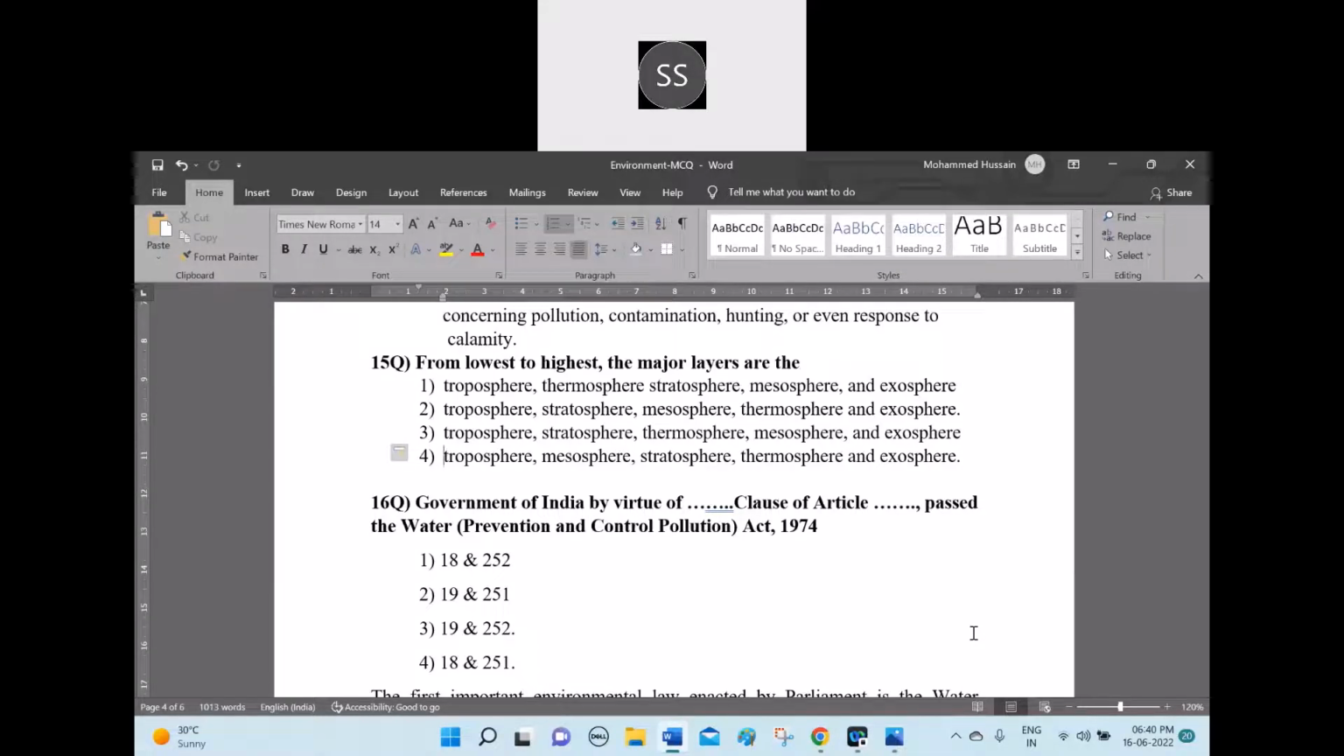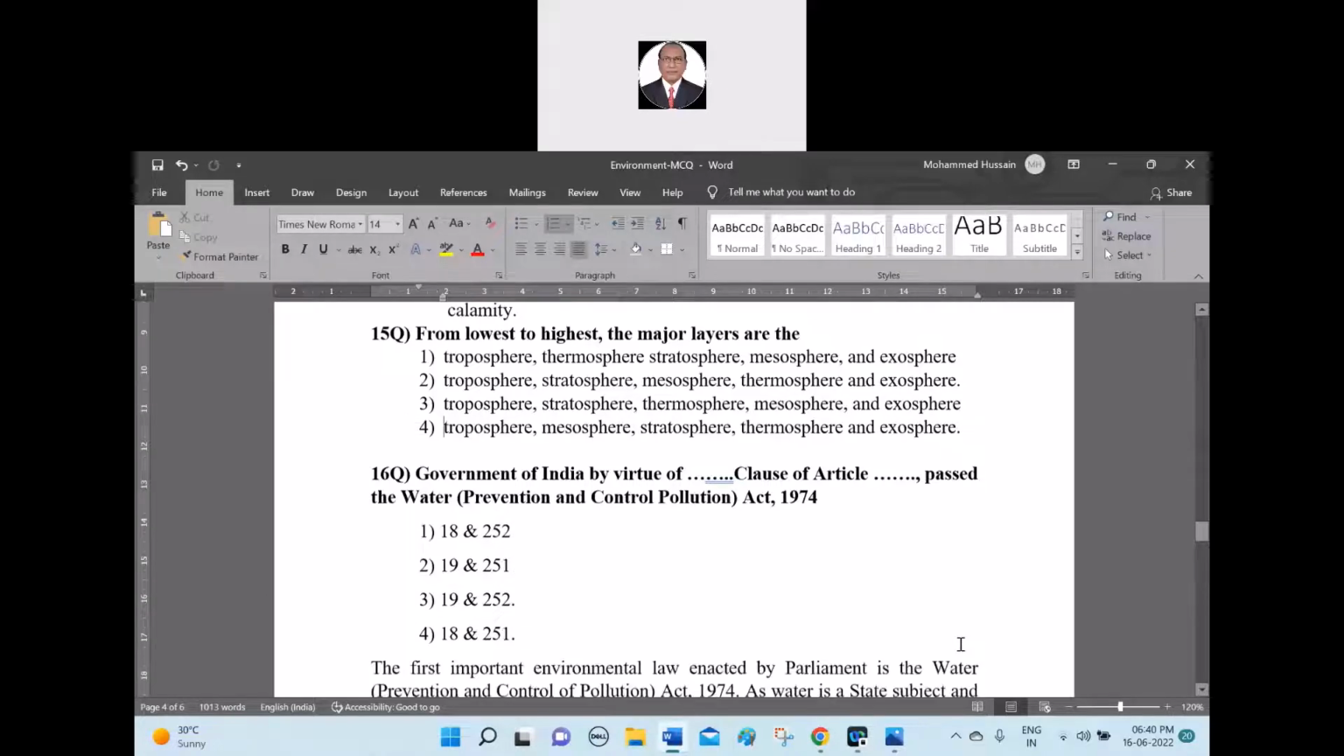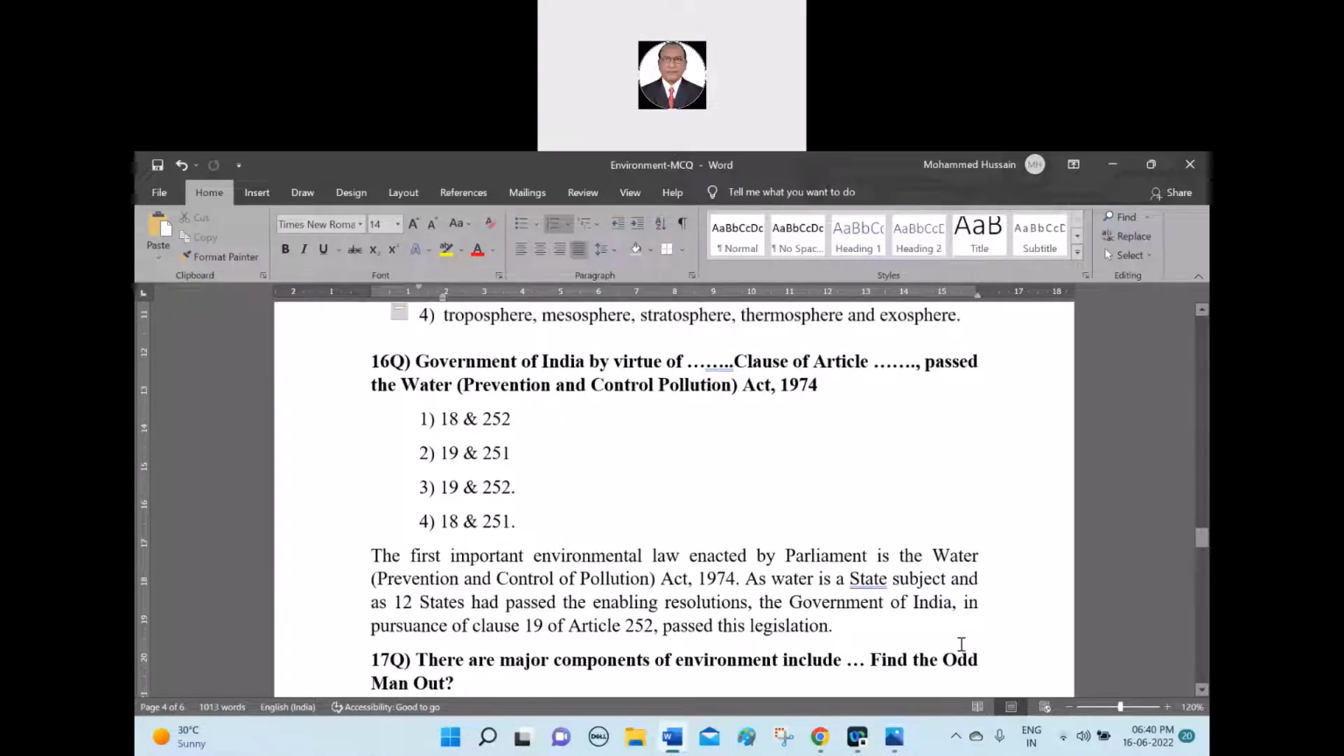Shoot, even though it is wrong. The right answer is 19 and 252, option 3. Option 3, 19 clause and 252 article of the Constitution of India. So 16th question, right answer is third option, 19 and 252. So here I have given the feedback.